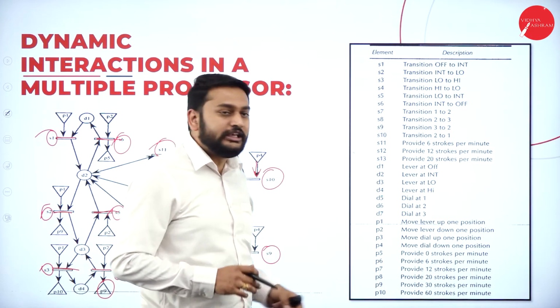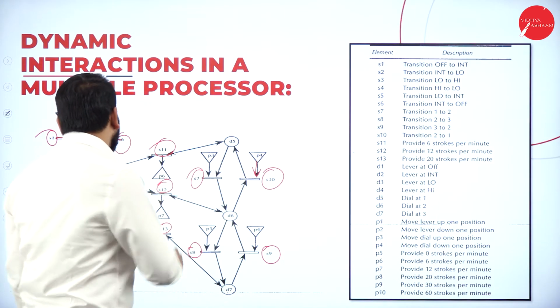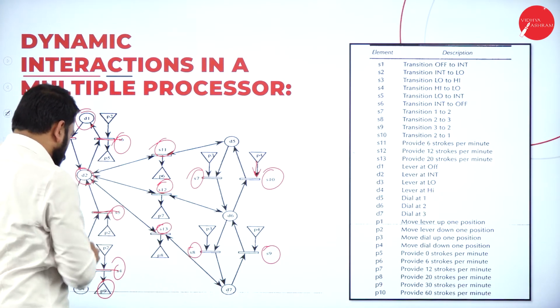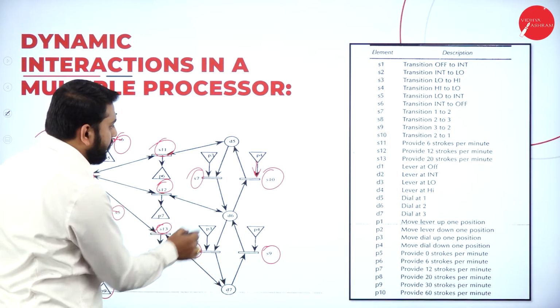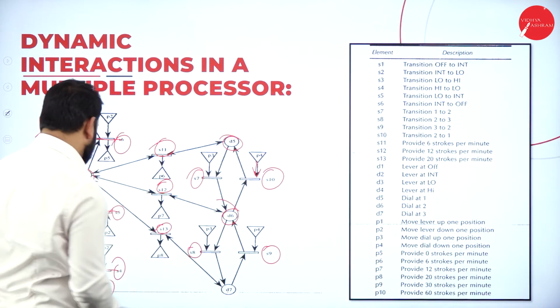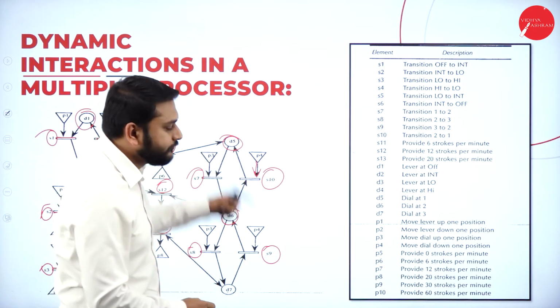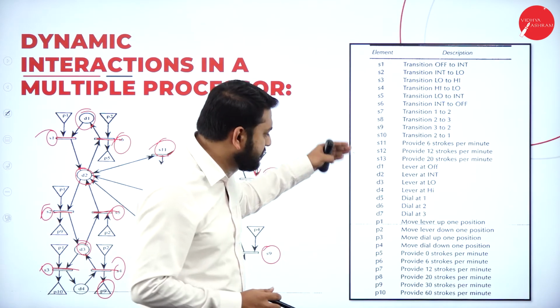So please understand D1. What exactly do I have here? This is D1, D2, D3, and I have D5, D6. So please remember these Ds. What exactly do I have with respect to these Ds?